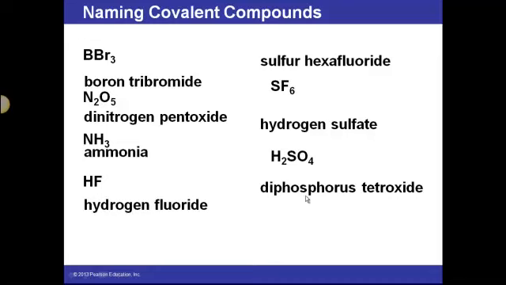Okay, so how about diphosphorus tetroxide? 2 phosphorus, so P2, tetraoxide, so tetra is 4, O4, so it should be P2O4. So our naming for all of the covalent compounds is pretty straightforward and easy. You just have to remember your hydrogen exception rule.